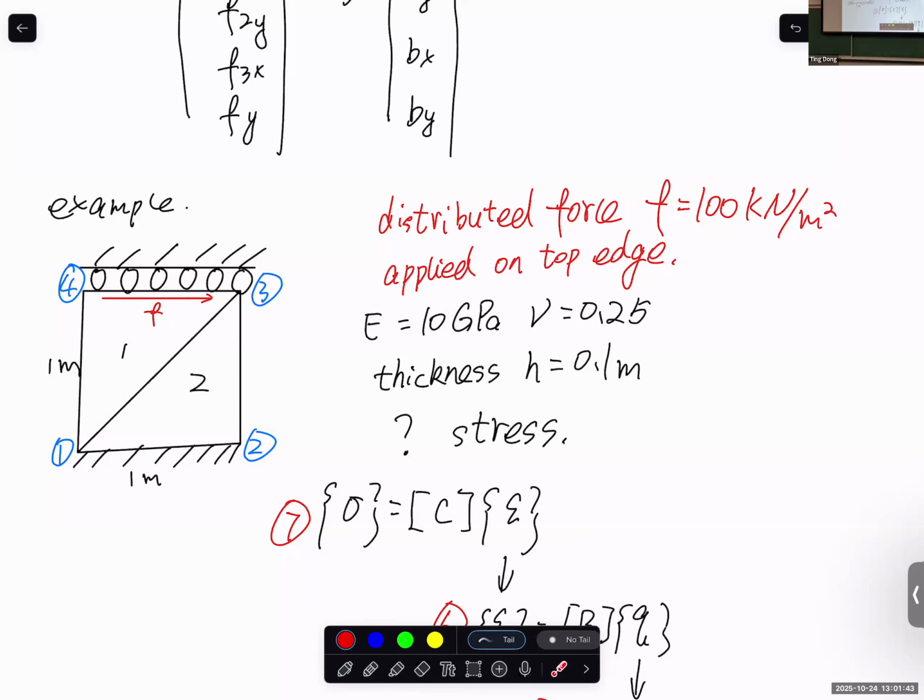So now my question is, the only non-zero stress is shear stress. Is it constant or non-constant based on mechanics of materials? Constant. How many of you agree it's constant? Okay, yes, correct. It's constant.